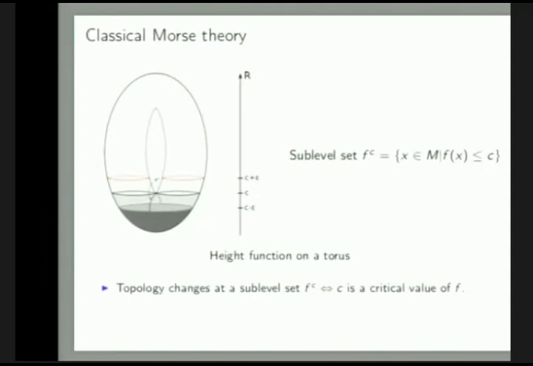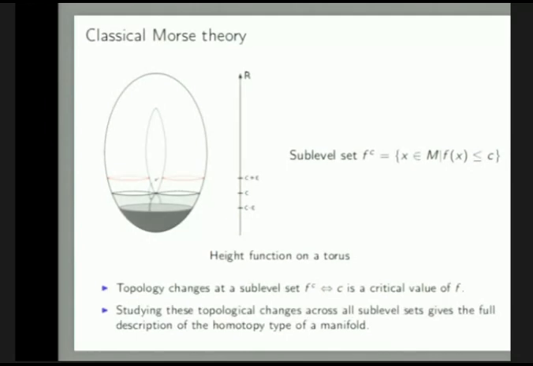This is in fact the punchline, let's say, of classical Morse theory: the topology at a sublevel set Fc changes exactly at the critical value of F. And when you study changes across all the sublevel sets, this gives you the full description of the homotopy type of a manifold.